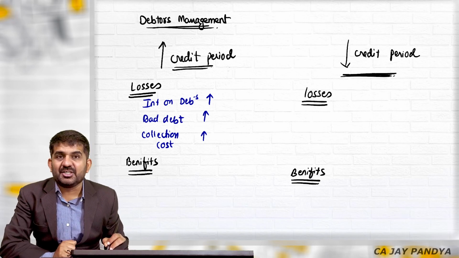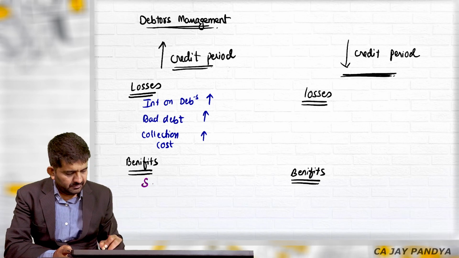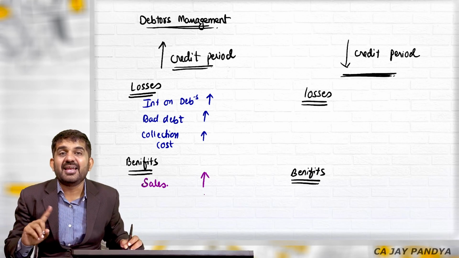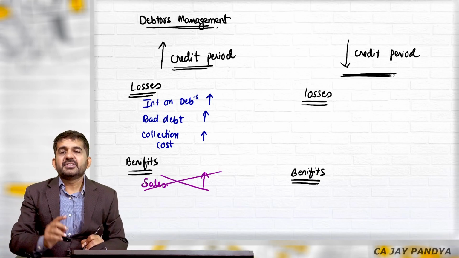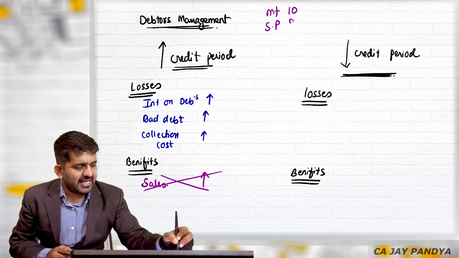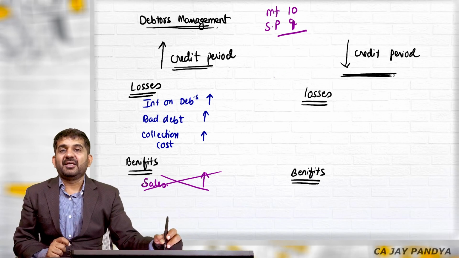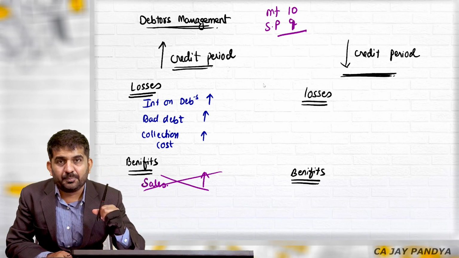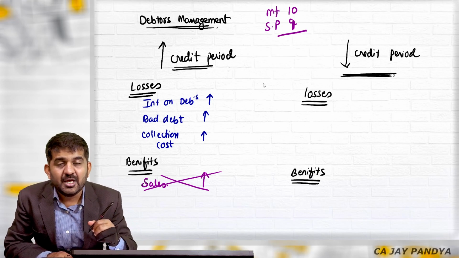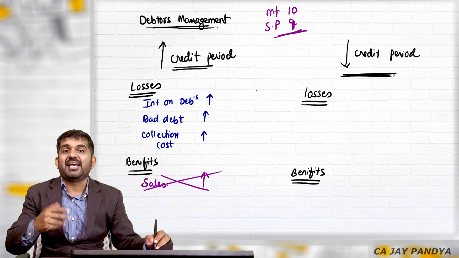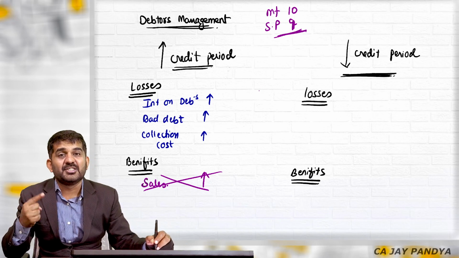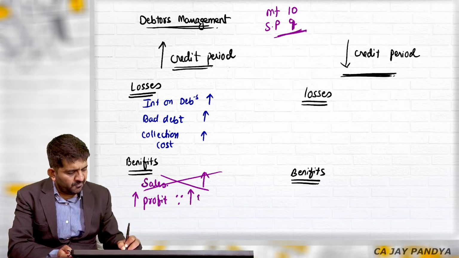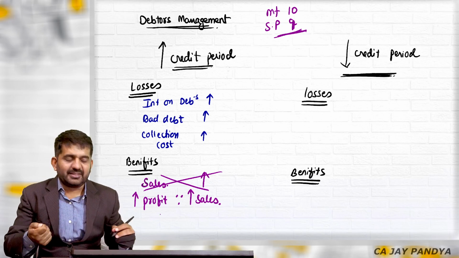What are the benefits if I increase my credit period? My sales will increase. Believe me, increase in sales is never a benefit by itself. Say I am manufacturing this pen at 10 rupees and I am selling it at 9 rupees. I am making a loss on each unit of sale of this pen. If I sell 1 crore pens, my loss will be 1 crore rupees. If I sell only 50 lakh pens, my loss will be only 50 lakh rupees. In this scenario, less sales is better. So increase in sales is not always your benefit. Try to understand, I'm writing it perfectly. Increase in profit because of increase in sales is nothing but my benefit.